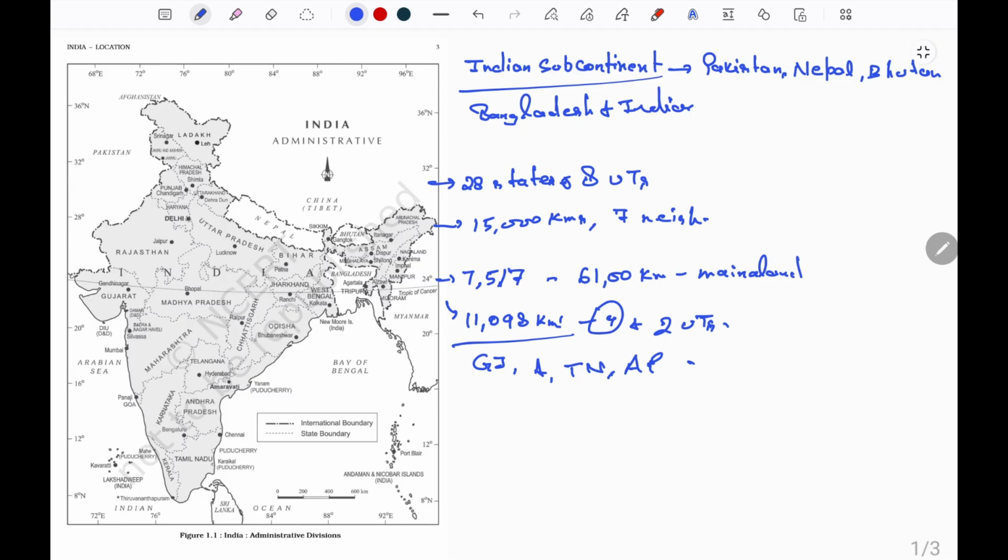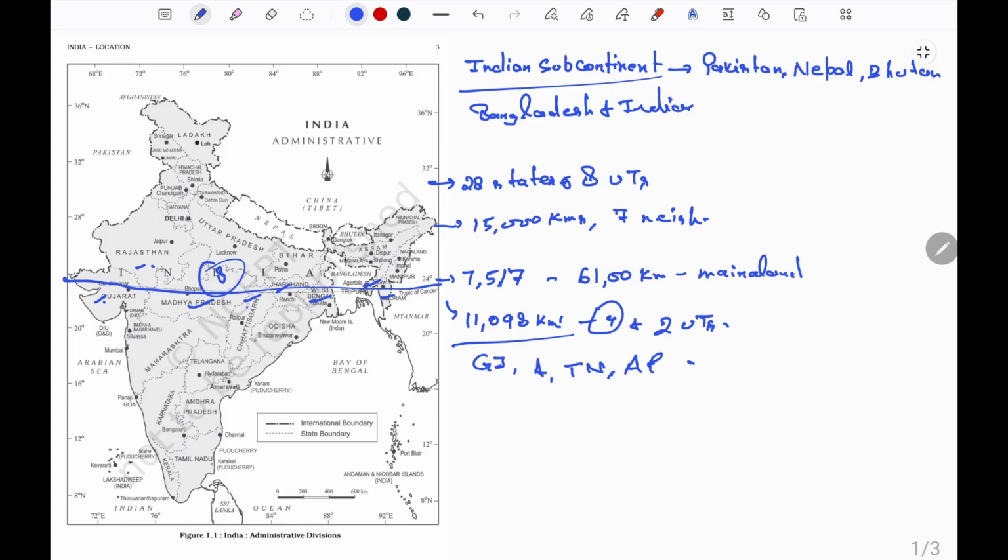Now this Tropic of Cancer is also passing through India, that is 22.5 degree north. Through how many states is this passing? That is Gujarat, Rajasthan, Madhya Pradesh, Chhattisgarh, Jharkhand, West Bengal, Tripura, and Mizoram. That is 1, 2, 3, 4, 5, 6, 7, and 8. It is passing through 8 states.